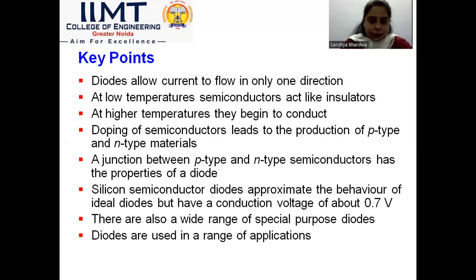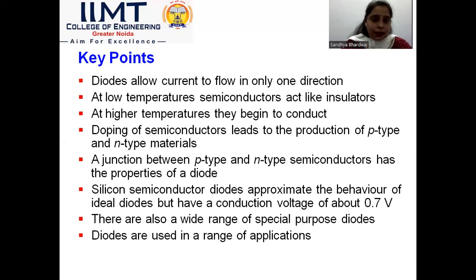Here are some key points of the introduction of the semiconductor diode. A diode allows current to flow in only one direction, so we can also say that a diode is unidirectional. If we talk about transistors like the bipolar junction transistor, field effect transistor, and metal oxide semiconductor field effect transistor, that is MOSFET, the bipolar junction transistor is bidirectional. It can conduct electricity in both directions.